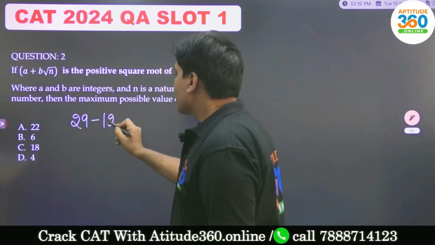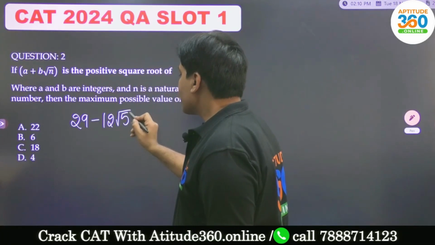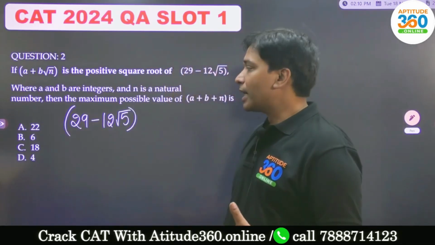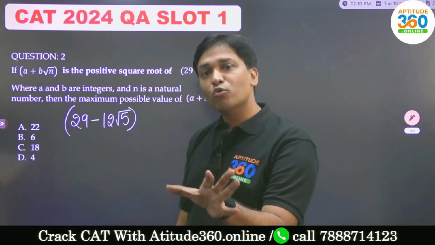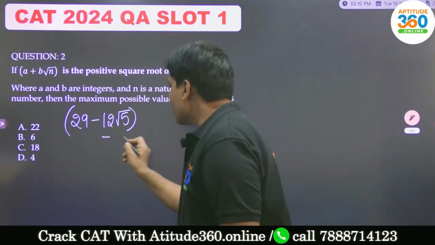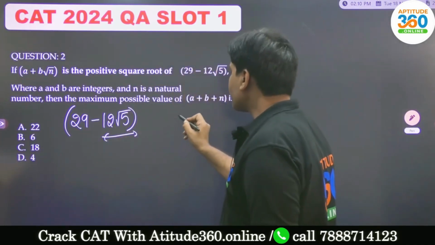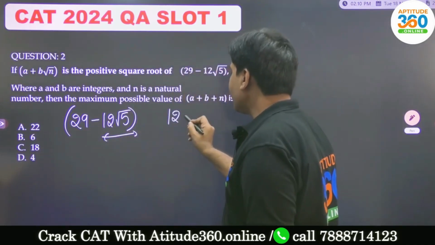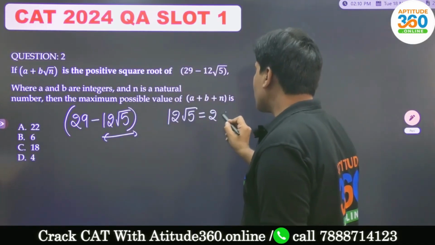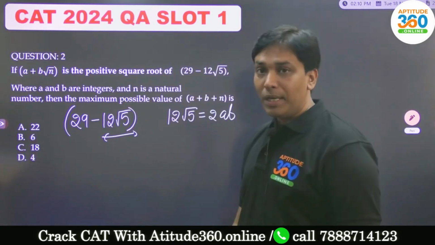So one understanding is this is a perfect square number. If this is a perfect square number, then we can write this in the form of a square plus b square plus 2ab or minus 2ab, something like this. So this value is nothing but, if you look at it, can I say that 12 under root 5 is nothing but 2 times of 2ab.